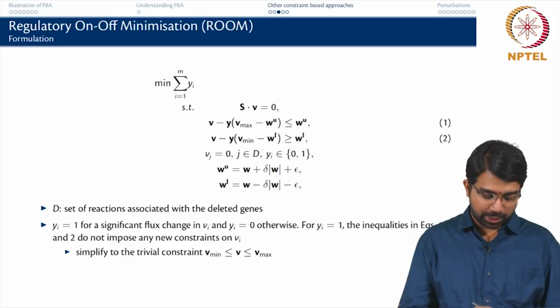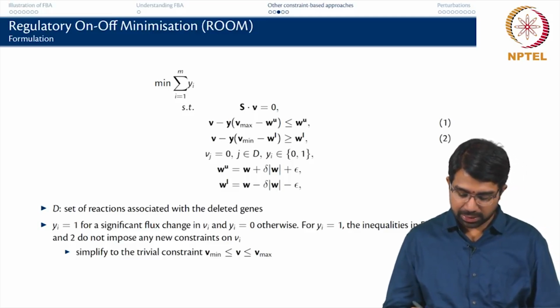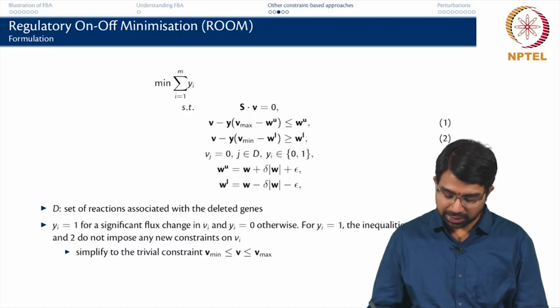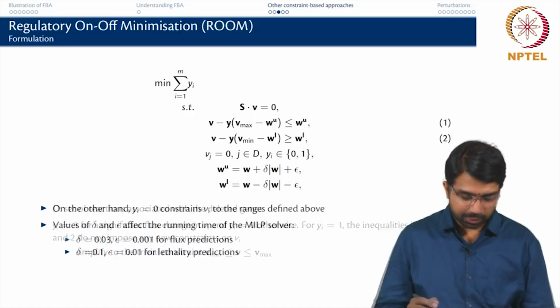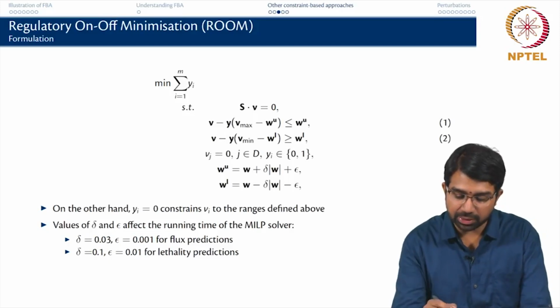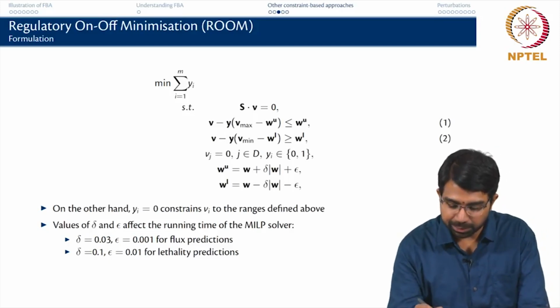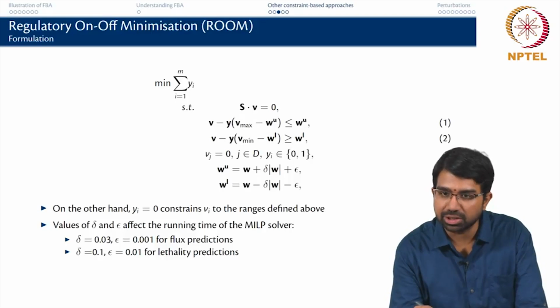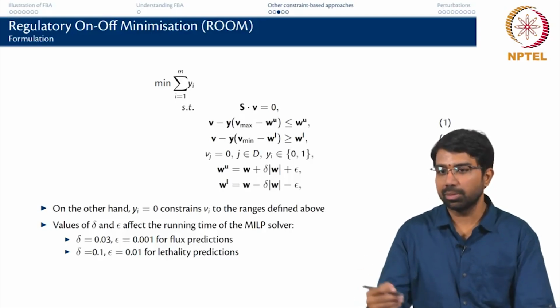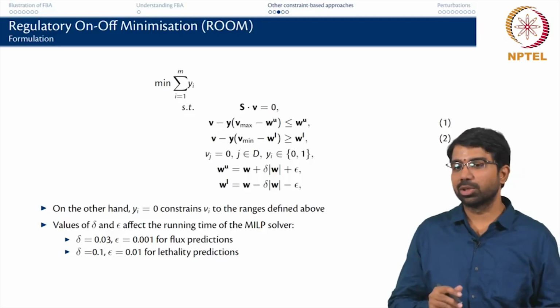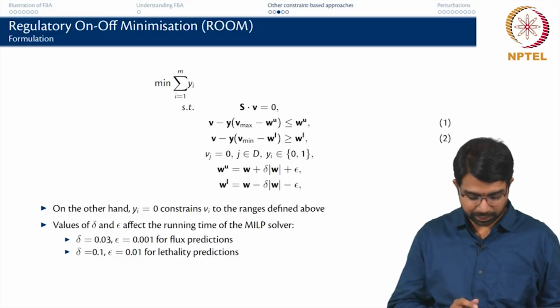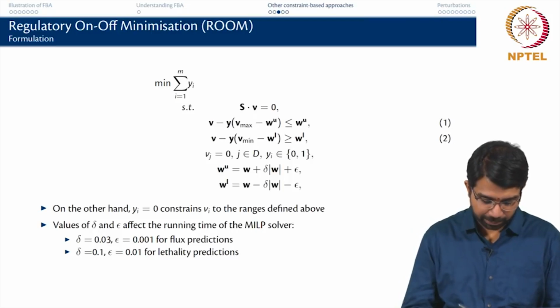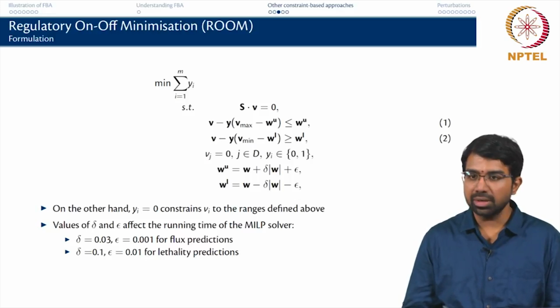So, we are saying yi equals 1 for a significant flux change in Vi and yi equals 0 otherwise. For yi equals 1, the inequalities do not impose any new constraint. When we have yi equals 0, it constrains Vi to the ranges defined here. So, within some epsilon, delta is some percentage change and epsilon is something above that. So, these are essentially two parameters that you can tune to assess your predictions, right. So, they said that delta equals 0.1 and epsilon equals 0.01 was good for lethality predictions, whereas for predicting growth rates these deltas were more reasonable.